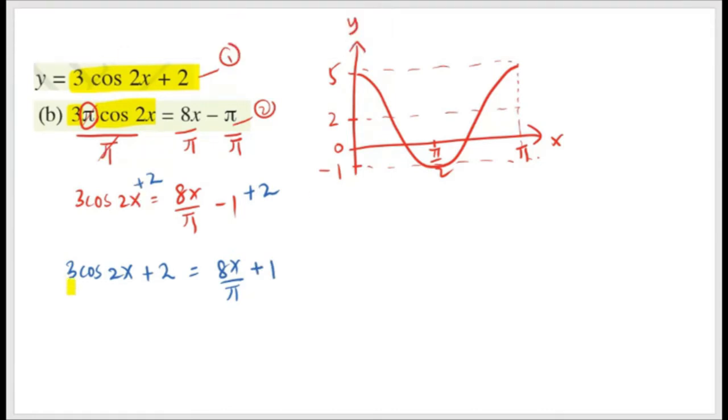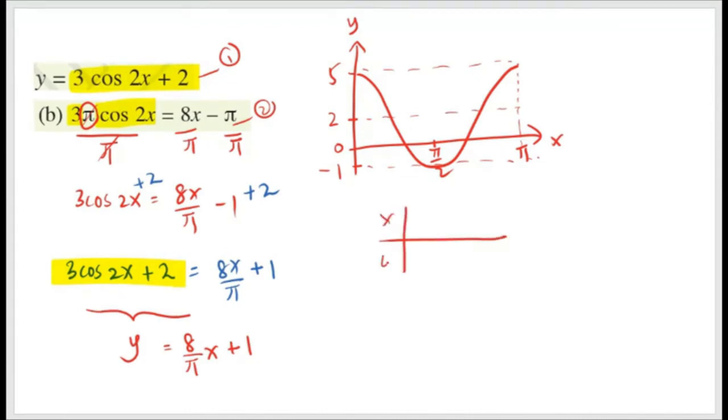Okay, so now we get this already. 3 cos 2x plus 2 at the left hand side, so this one is y. So you get y equal to x over pi plus 1. So what is the pattern of your graph now? Is it a straight line or a curve? You see x is at the side, and x is power of 1 only. So this means that this is a straight line. Straight line, so what do you need to do? For a straight line, find 2 points.